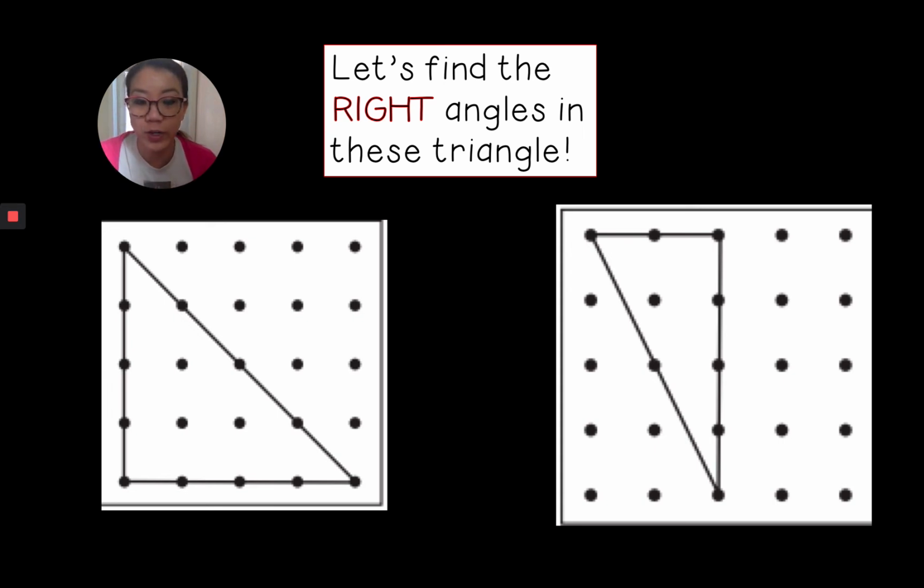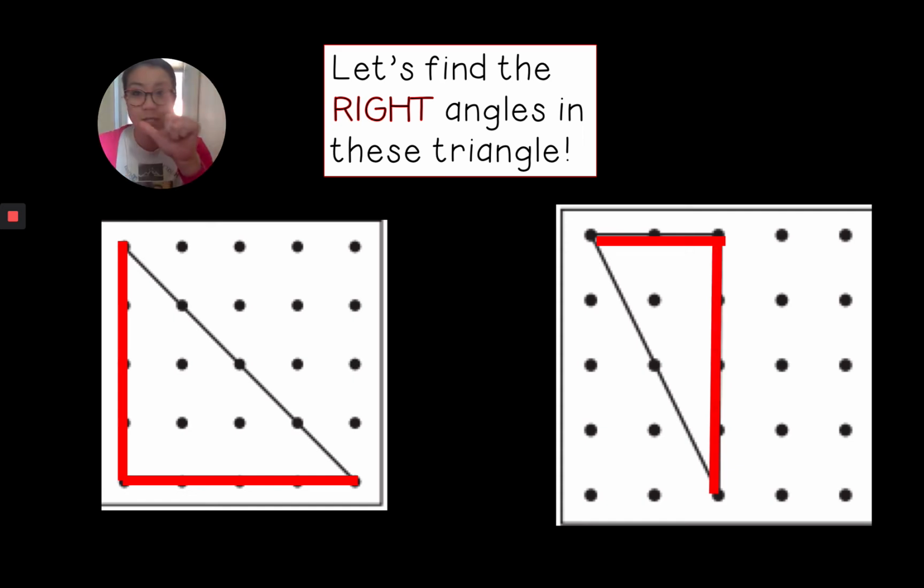So in the first triangle on the left, let's look for that right angle. Here is a side and here is a side. If you take a look in that corner, it is a perfect L, so that would be a right angle because it has a perfect L shape. Okay, and in the second triangle on the right-hand side, that's a side and that's a side, and that's where the L is. It's a perfect L, so that would be considered a right angle.